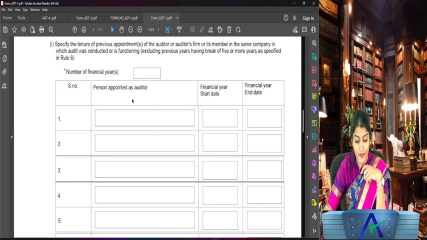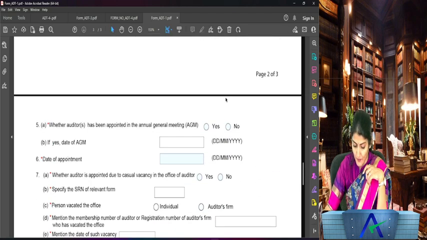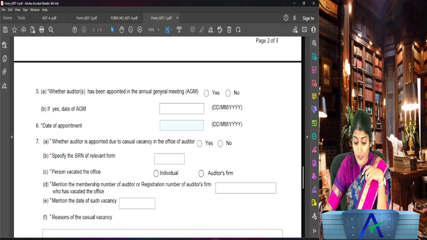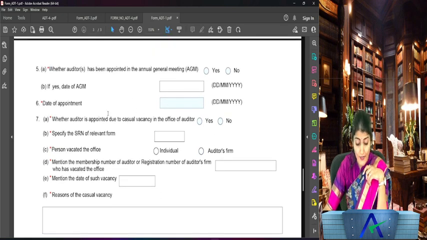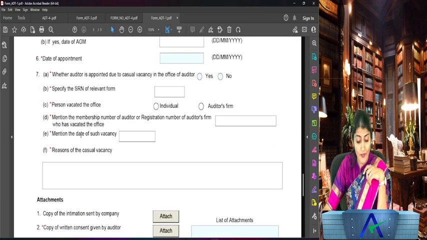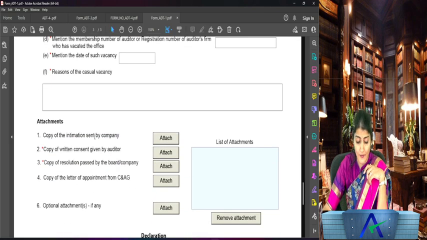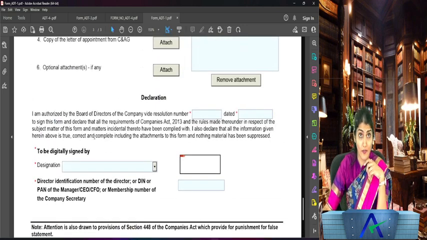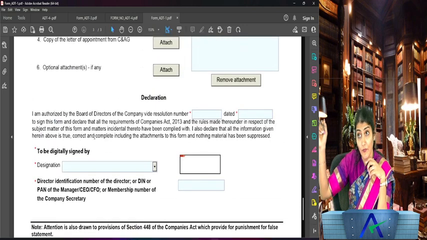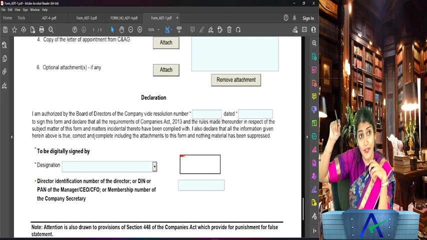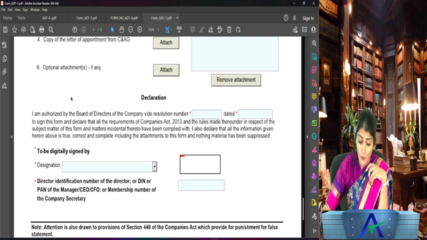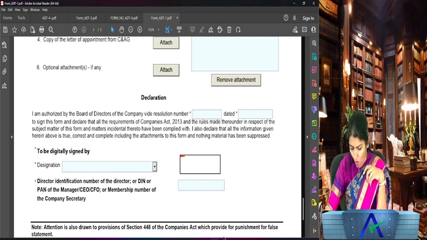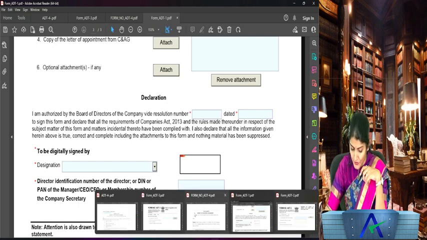So person appointed as auditor, financial year start date and the end date. So this is regarding whether the auditor is appointed at the AGM, what is the date of appointment, whether it is due to casual vacancy, person who vacated the office, reasons of the casual vacancy. And then the declaration to be given. So this is the ADT 1, which has to be filed by the company with the ROC within 15 days of the appointment of the auditor.